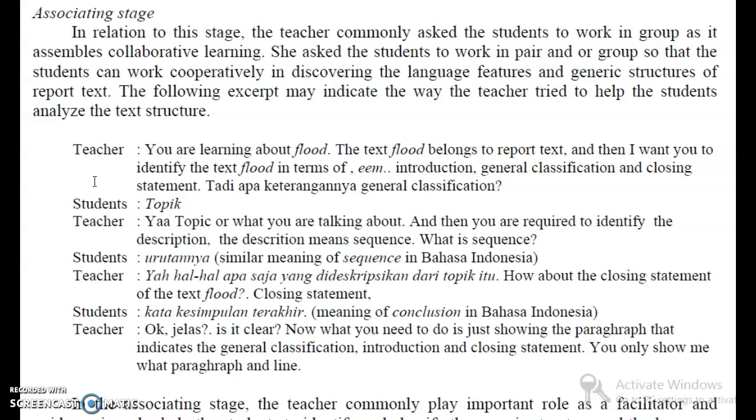How about the closing statement of the text flood? Closing statement. Kata kesimpulan terakhir. Meaning of conclusion in bahasa Indonesia. Oke, jelas. Is it clear? Now, what you need to do is just showing the paragraph that indicates the general classification, introduction, and closing statement. You only show me what paragraph and line.